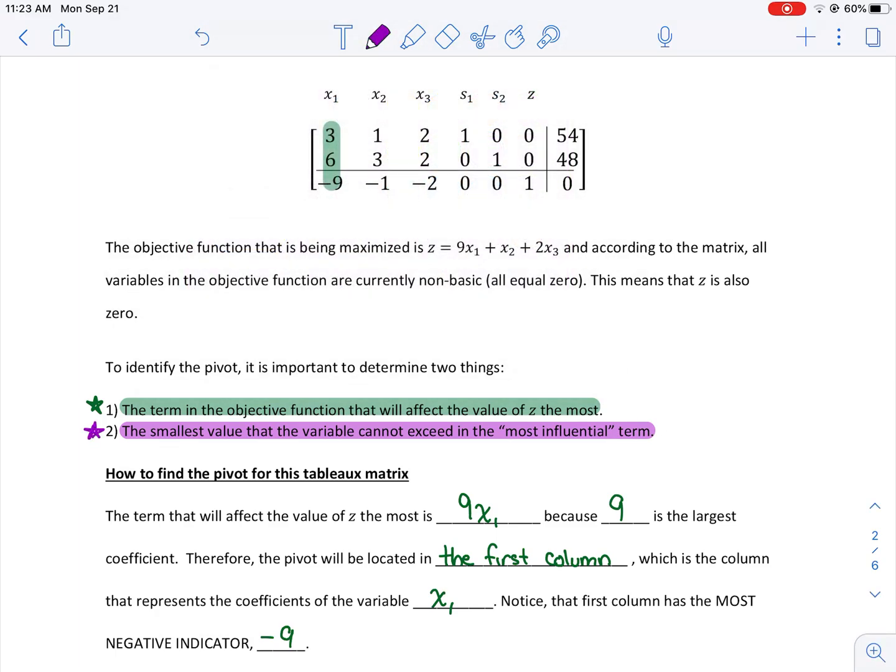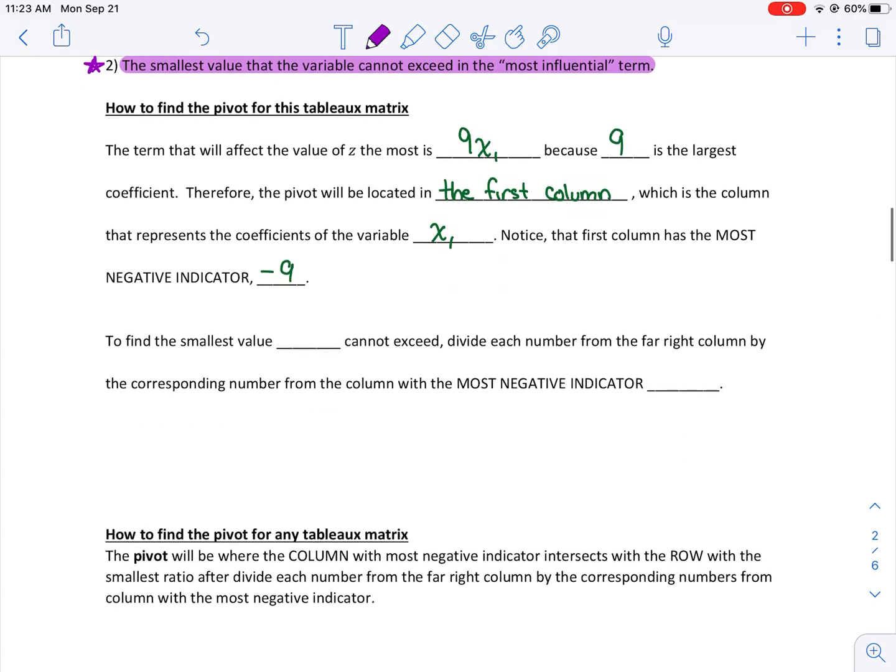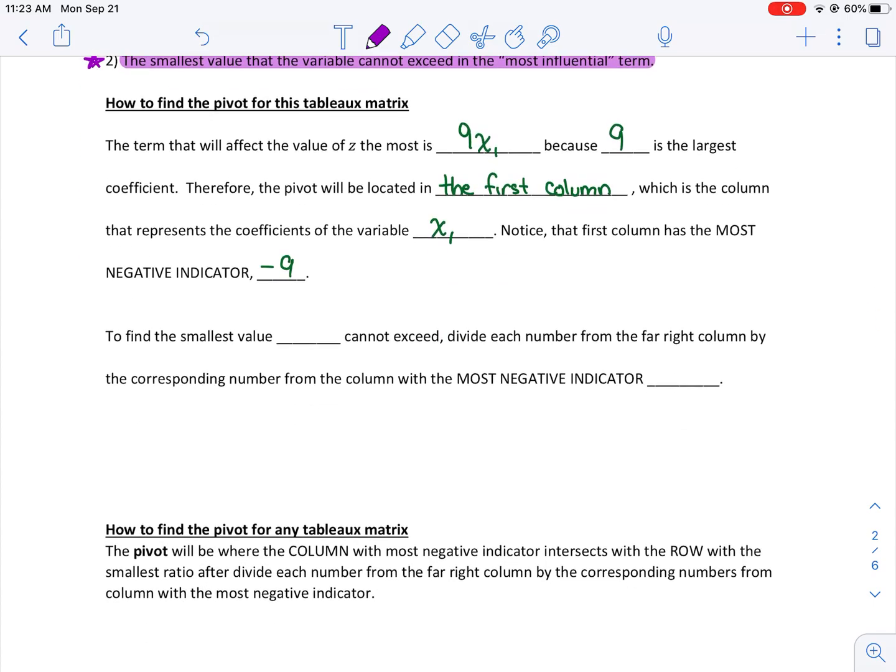Now for the second bit of information. We want to figure out what number x sub 1 cannot exceed in this term. So what we're going to do is the following. To find the smallest value x sub 1 cannot exceed, divide each number from the far right column by the corresponding number from the column with the most negative indicator, which again in this case is negative 9.